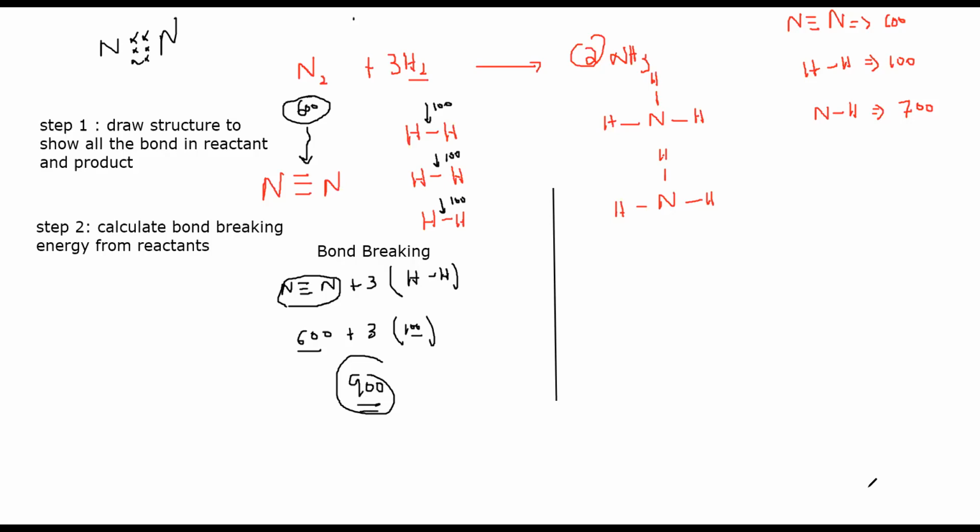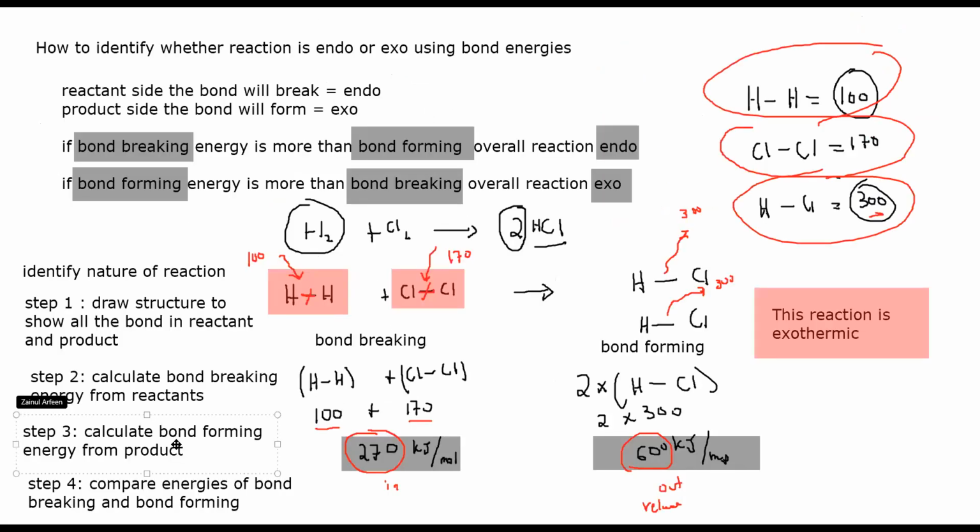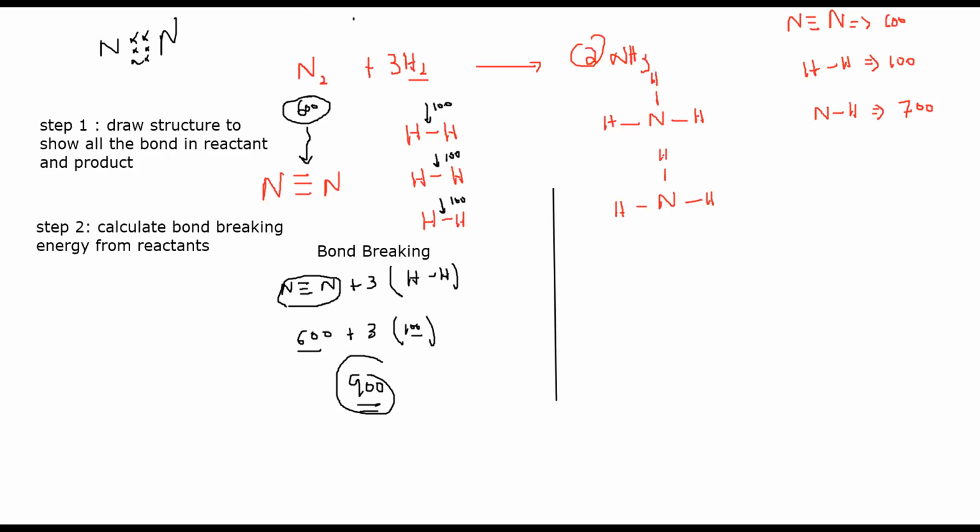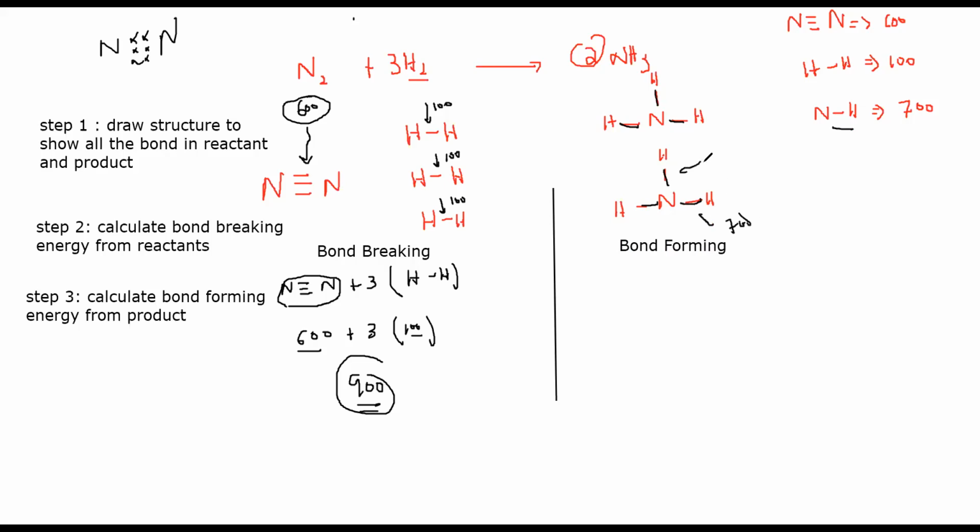Then you will calculate the bond forming energy. So how to calculate the bond forming energy? So product side, the bond will form, so NH3, nitrogen triple bond, single bonded with hydrogen. So each NH bond required 700. This releases 700 because it's a bond forming. This releases 700. So each bond is releasing 700.